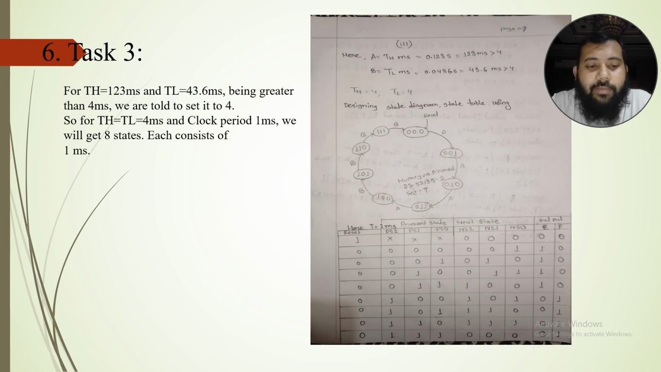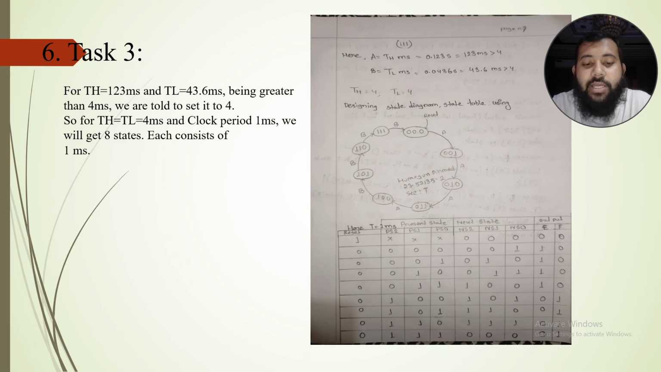After that, for the blinking control of the space available message, I designed a finite state machine, or FSM. The purpose of the FSM is to alternate the display between on and off. According to the instruction, the output should remain on for TH milliseconds and off for TL milliseconds. However, for this task, TH and TL are limited to a maximum of 4 milliseconds.